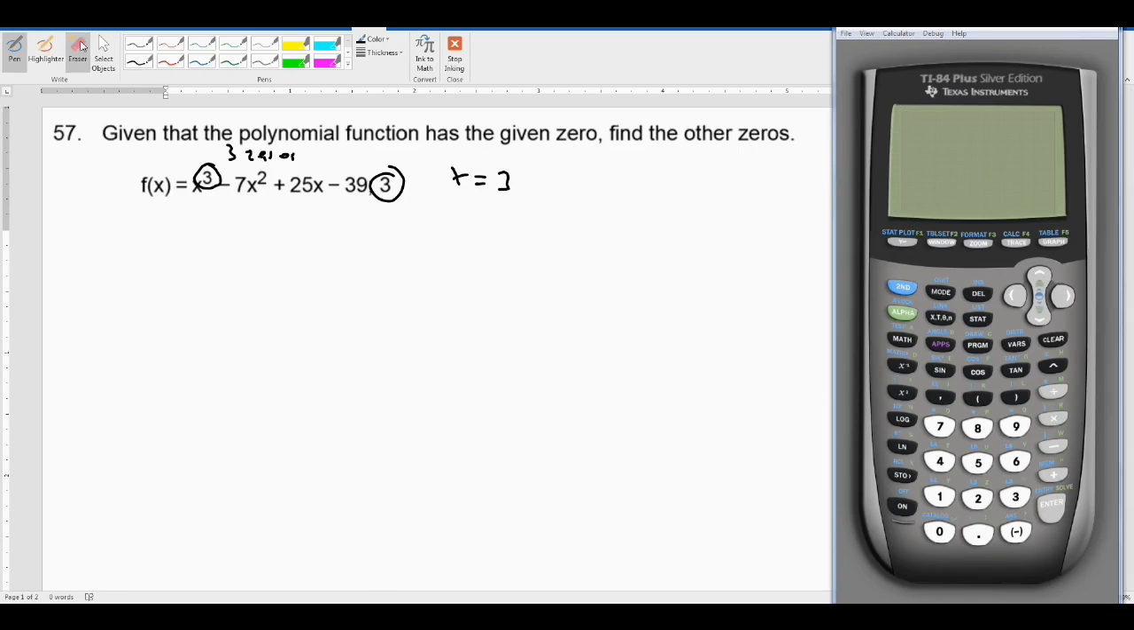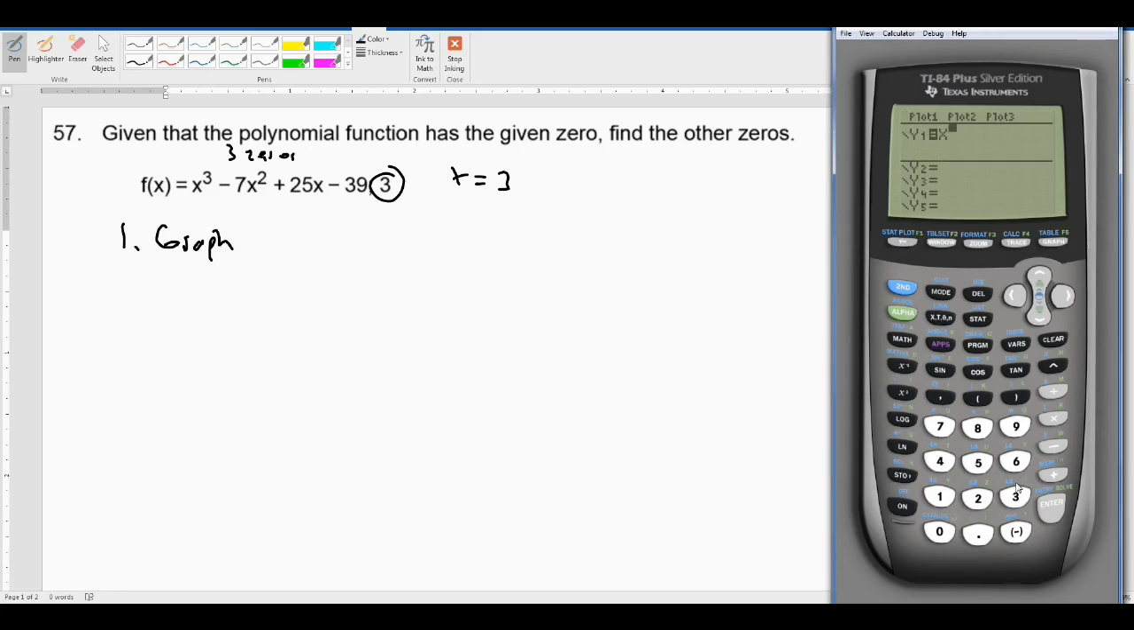Now here's what I really and truly do. I'm not going to do anything extra or special on this one. This is my process. First thing I always do is I graph it. Sometimes all the zeros are found on the graph, and if they're not, it does provide us with information either way. So let's do x to the third minus 7x squared plus 25x minus 39. Graph it.